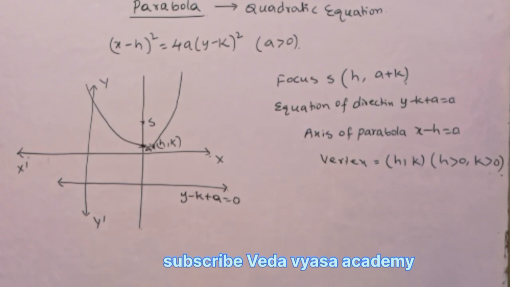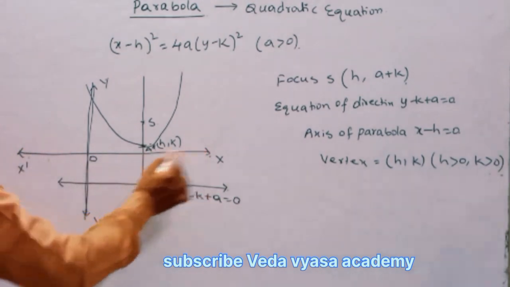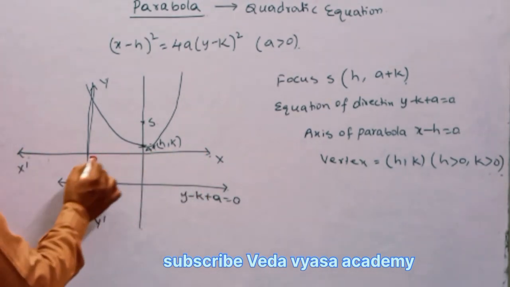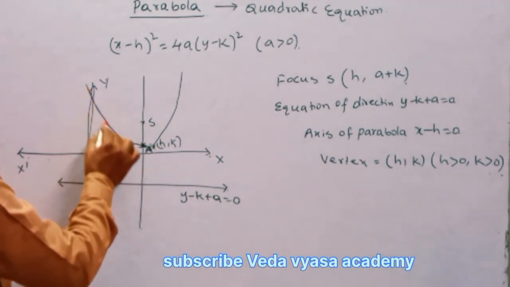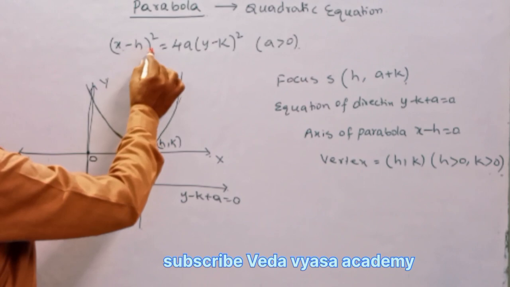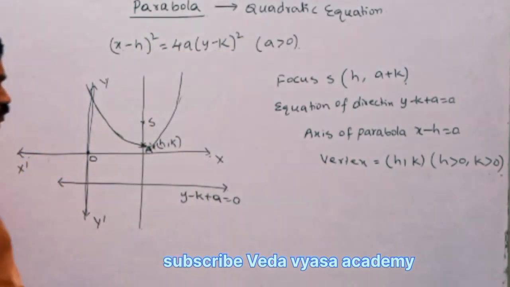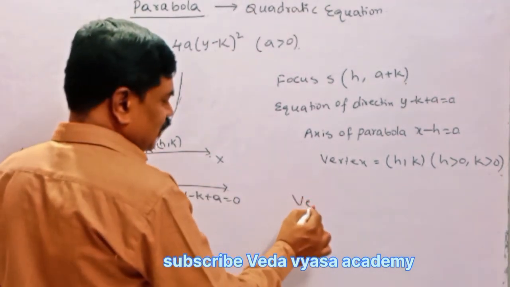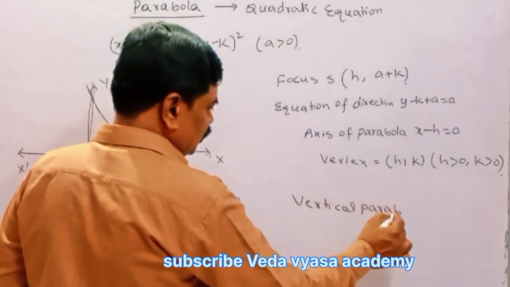Here, this is the x, o, x dash, y, o, y dash. This is the y axis, this is the x axis. This is the shifting point. Origin is shifted to (h, k), the vertex. This is the parabola: x minus h whole square is equal to 4a of y minus k. This is also known as the vertical parabola.